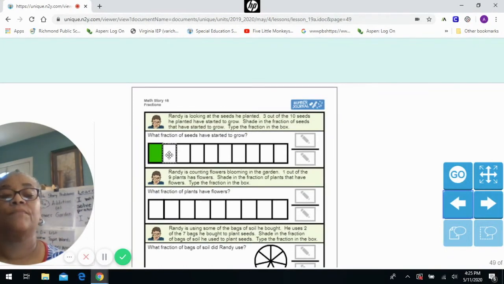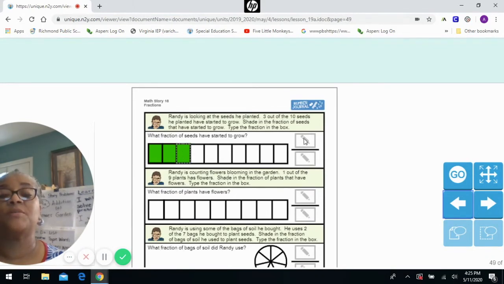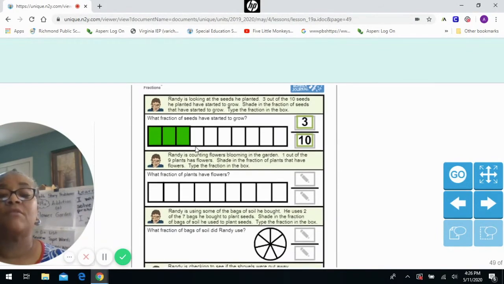1, 2, 3. So let's put the numbers in here. So we start with the whole first. 10. And how many were colored? 3. Very good. So Randy is counting flowers blooming in the garden.